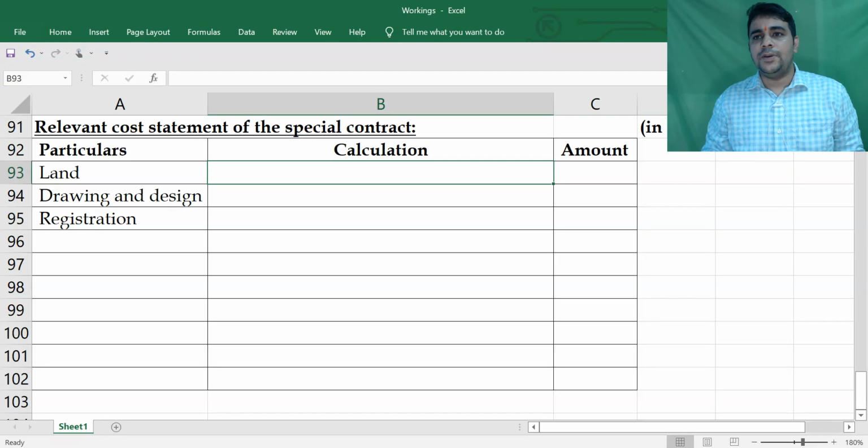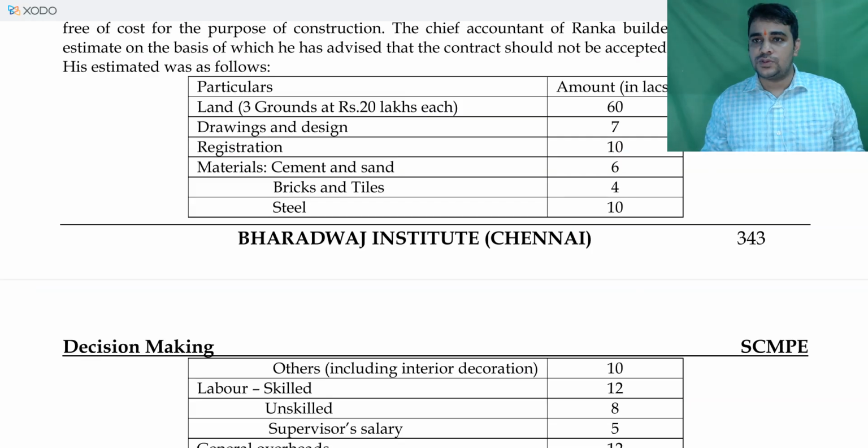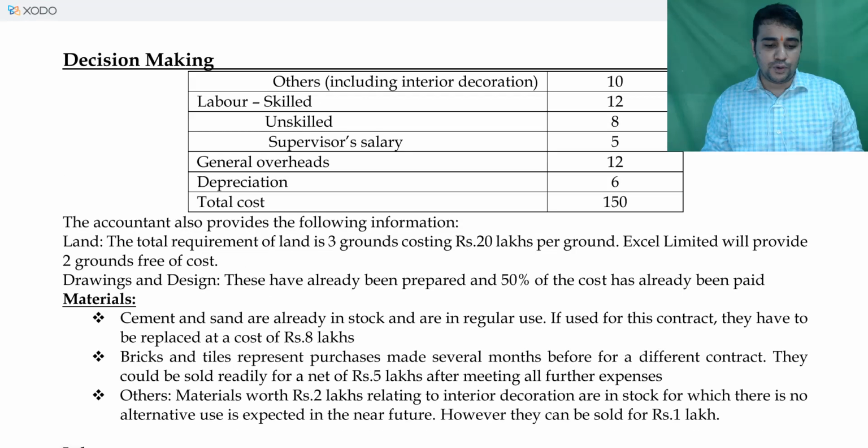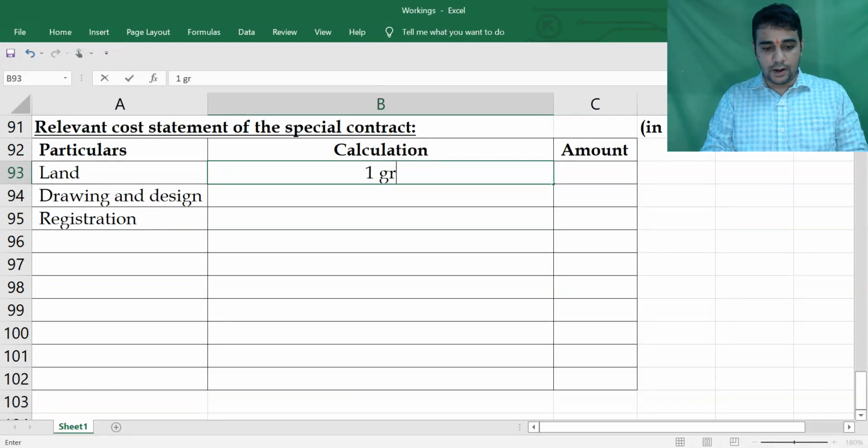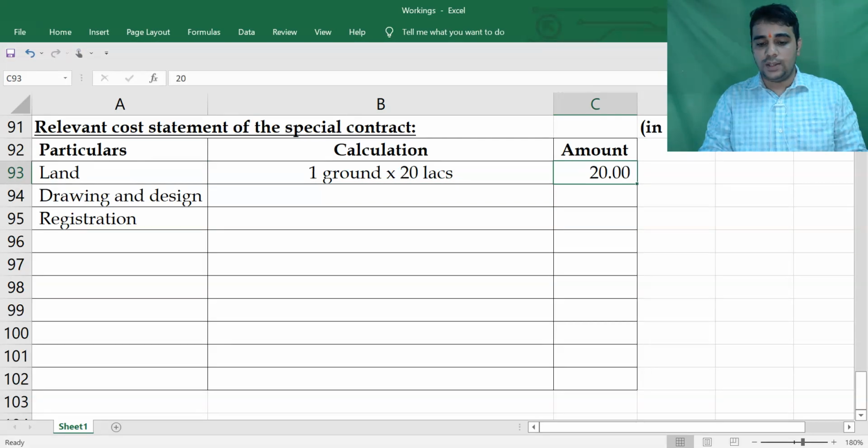Okay. Now coming to the land part, I need 3 grounds of land. They have put 60 lakhs in their cost estimate. Below, I get to know that the total requirement of land is 3 grounds. In that, 2 grounds will come free of cost. So 1 ground at 20 lakhs technically. The relevant cost is only for 1 ground. You cannot technically take it for all 3.